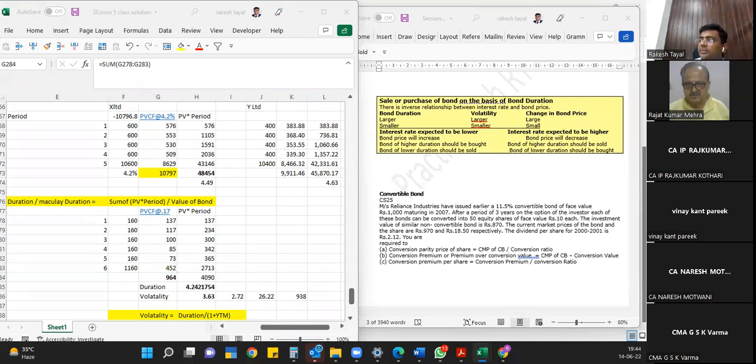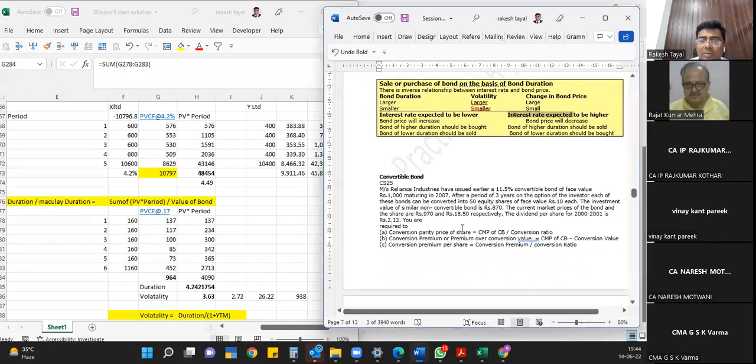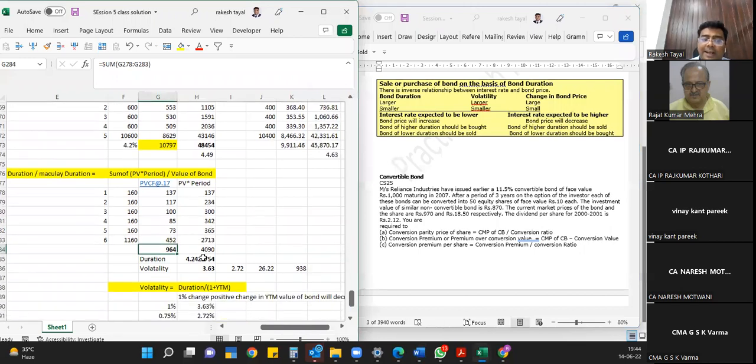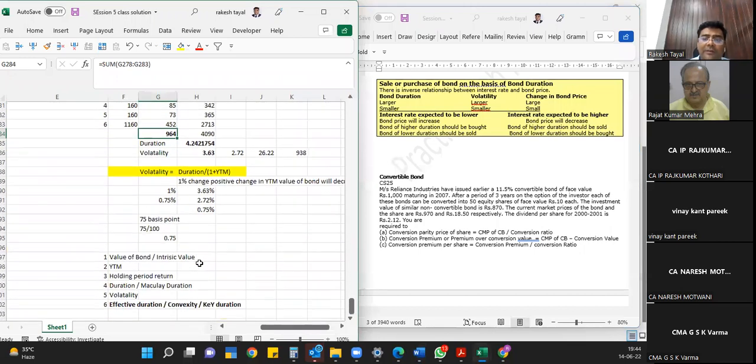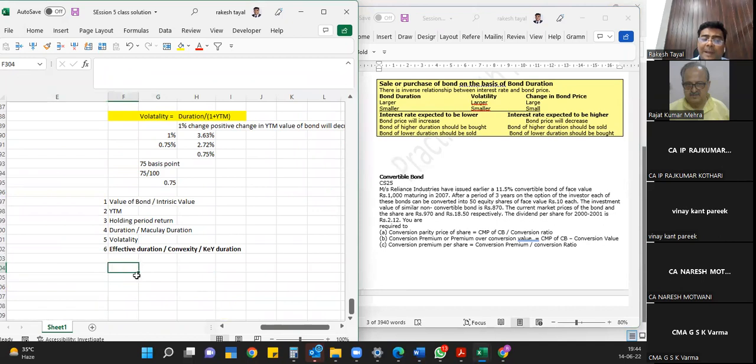Now coming to the next. Mr. Sujay, yes please. Expected interest rate is just like a discount factor. This is a discount factor, right? So in the morning also we have discussed coupon rate and expected rate of return, both are different. If expected rate of return is not given, then as discount rate we have to take YTM.